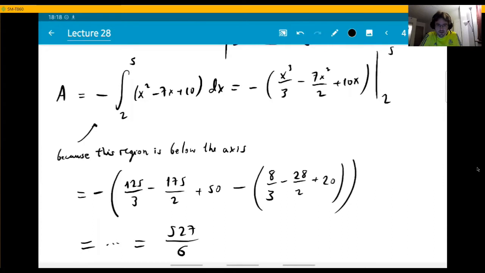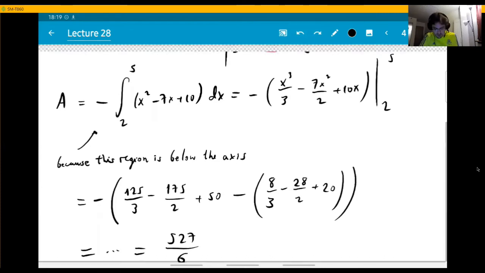What's important is that this is just a number, and it's important to check that you're really getting a positive number. As we could have guessed from before, we needed this extra minus in front to get the area and not the integral. So that should be the answer.